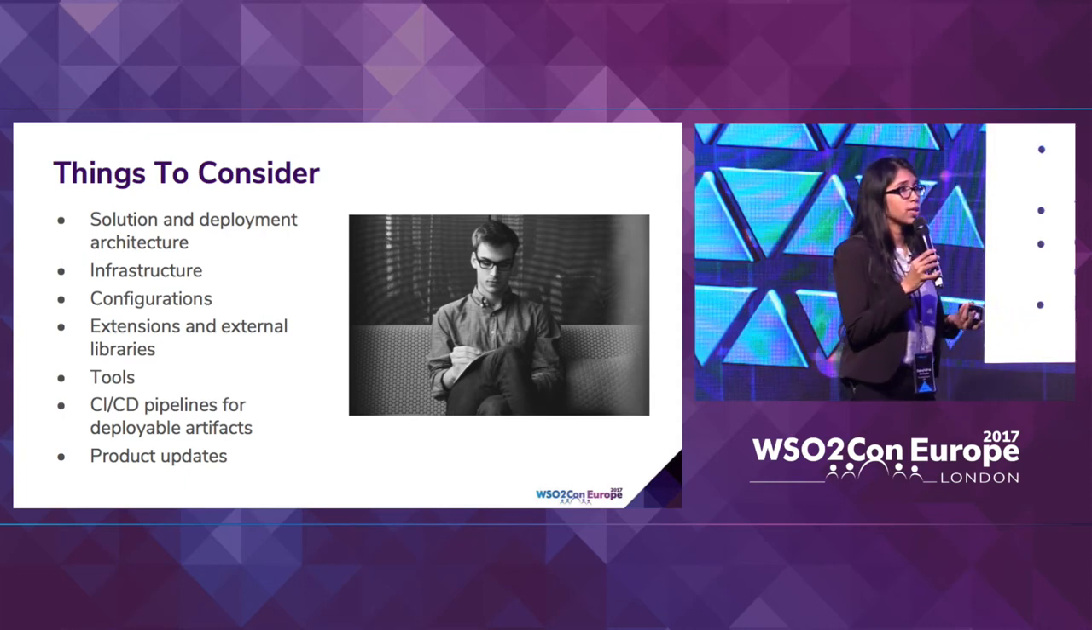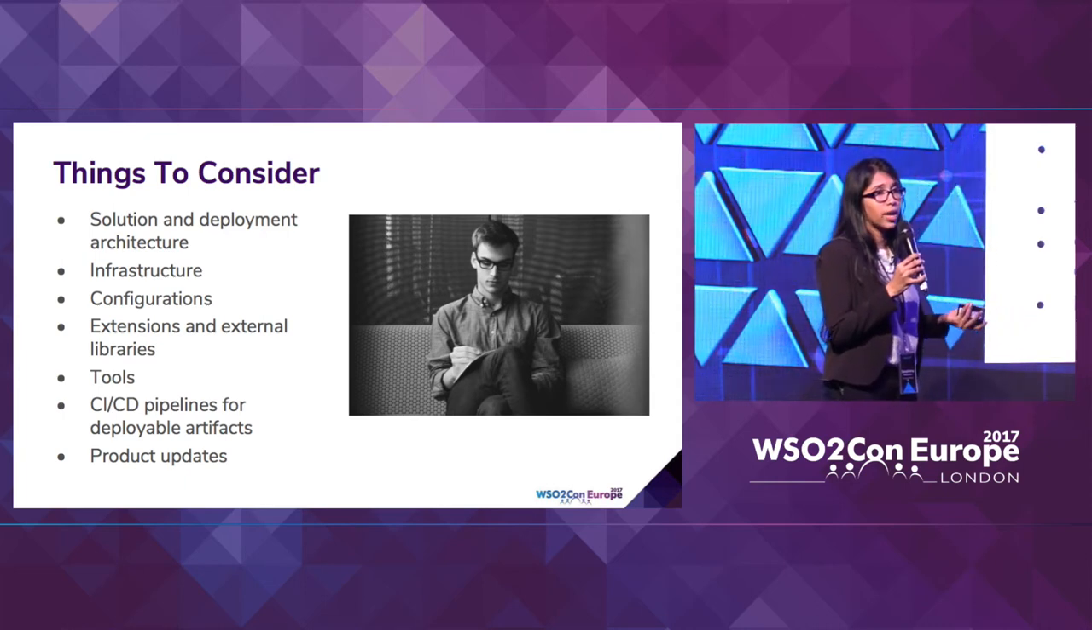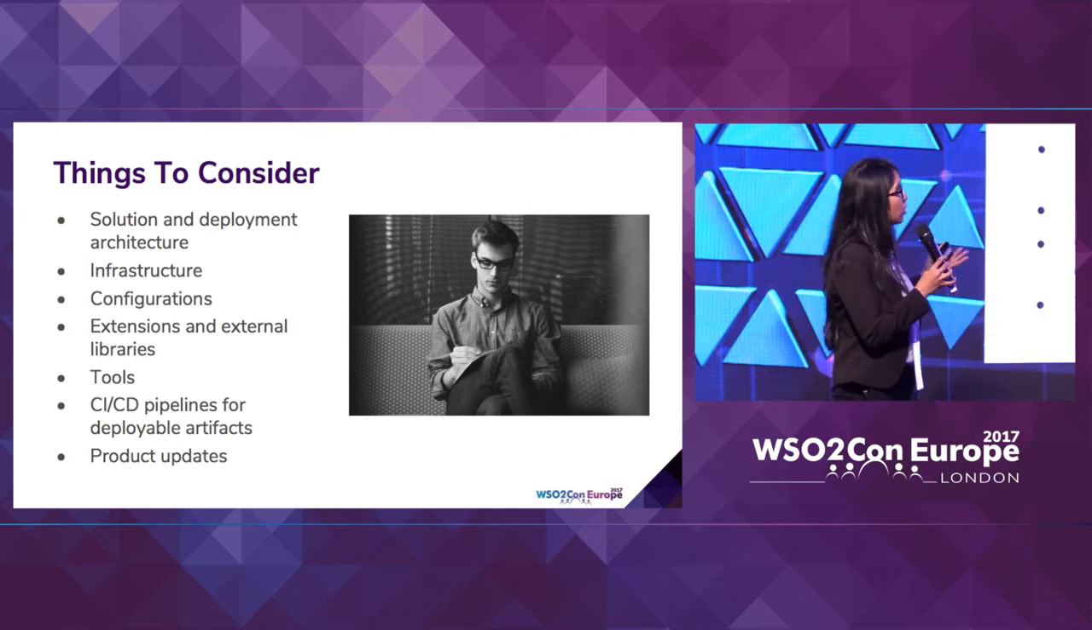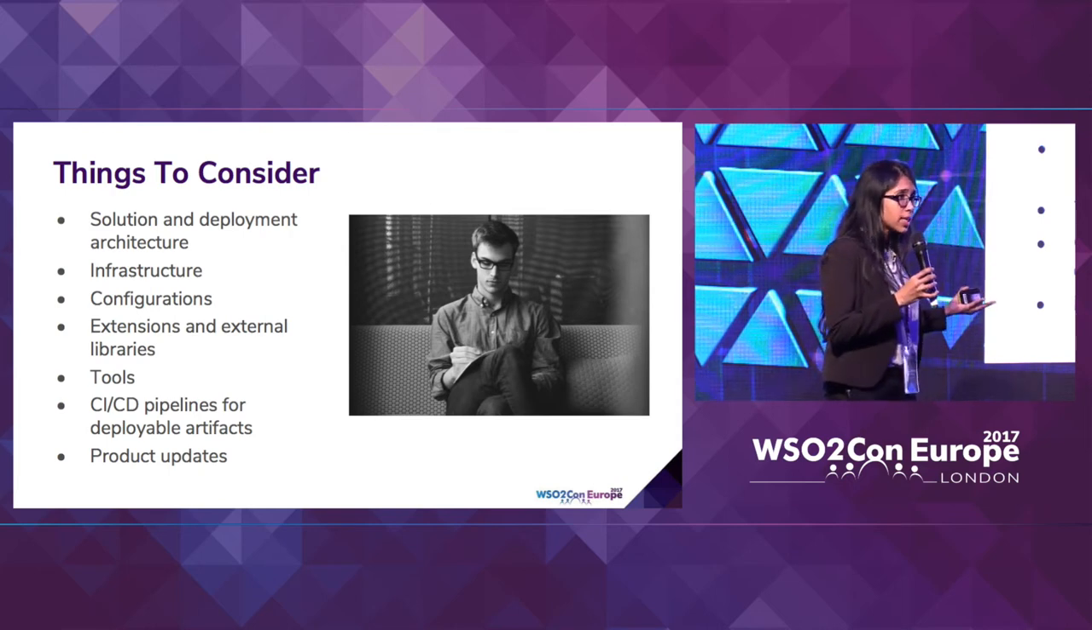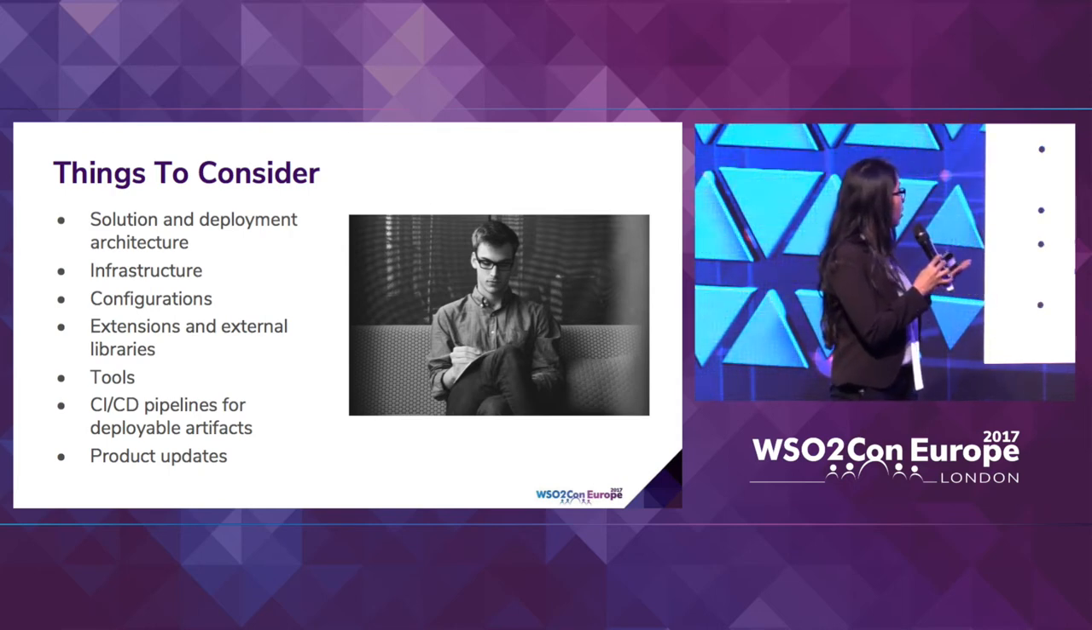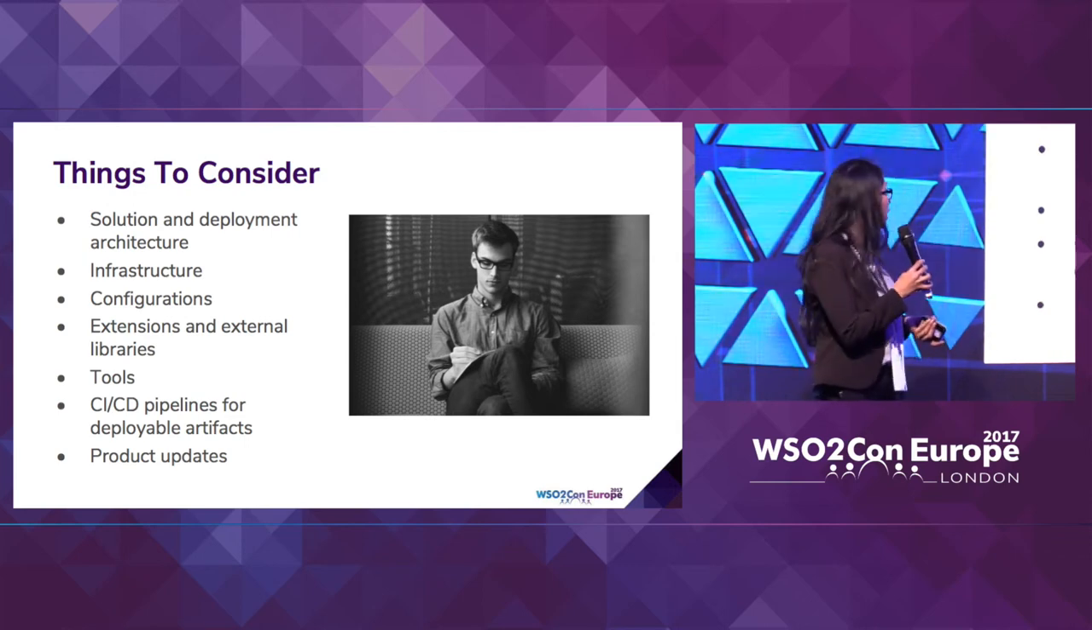So extensions and external libraries is also something to consider. So let's say you're using the Enterprise Integrator, and if you want to write an extension, it could be a class mediator. So this means you're extending the capability of the Enterprise Integrator by writing some Java code. So this also needs to be tested, right? So then you need to figure out if there are any extensions, then how do we test that as well? You need to write the proper test cases for that, and then figure out how to do that.